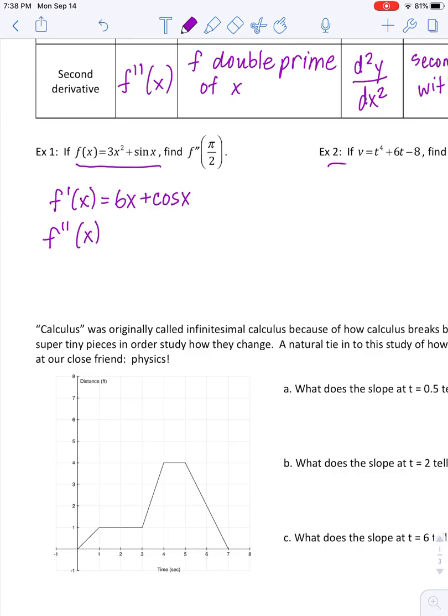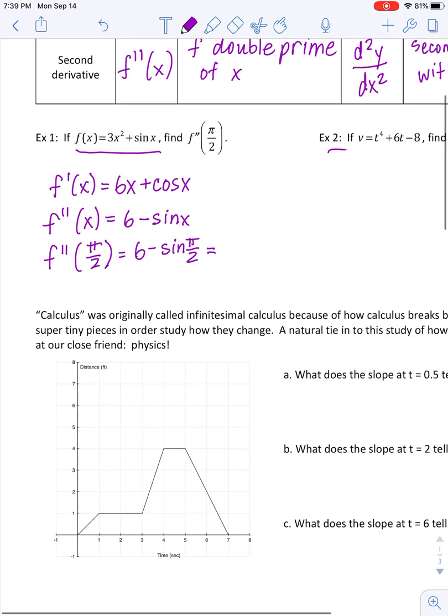We then have space here to write f double prime, and that would be taking the derivative of each of those terms again. So now the derivative of 6x is 6, and the derivative of cosine x, remember, is negative sine x, so it becomes a minus sign. So we first establish what the derivatives are, and then we use our notation to write f double prime of pi halves. That shows I'm about to plug that in. If you needed to figure that out for a multiple choice test, sine of pi halves is 1, pretty sure. So 6 minus 1 gives us 5, okay?